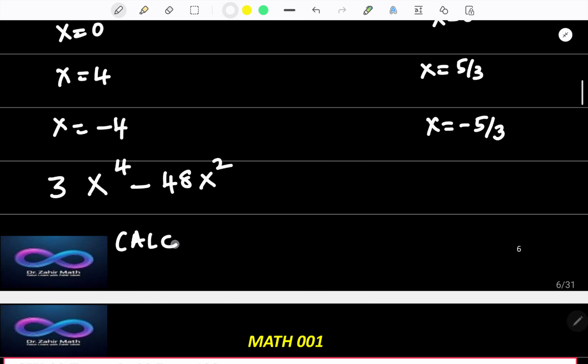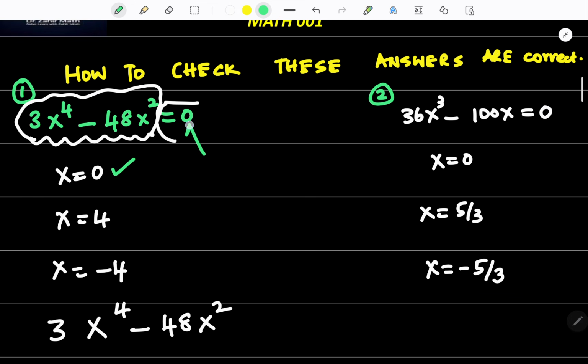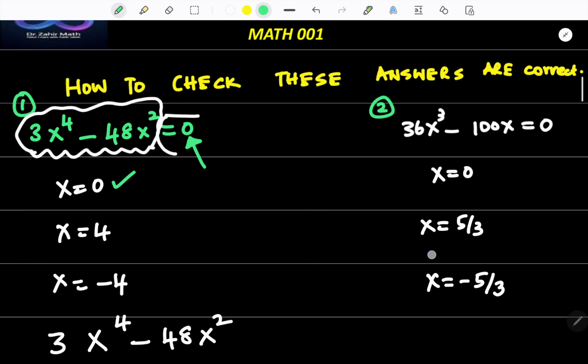And then press calc. Press what? Calc. If you press calc, the calculator will ask you x question mark. Come on, give this value 0 first. If you press 0 and then press equal, you will get this number. What is this number here? 0. Are you getting 0? Yes. Again press x is equal to 4 and then press equal, you will get 0. x is equal to minus 4, press equal, you will get 0.